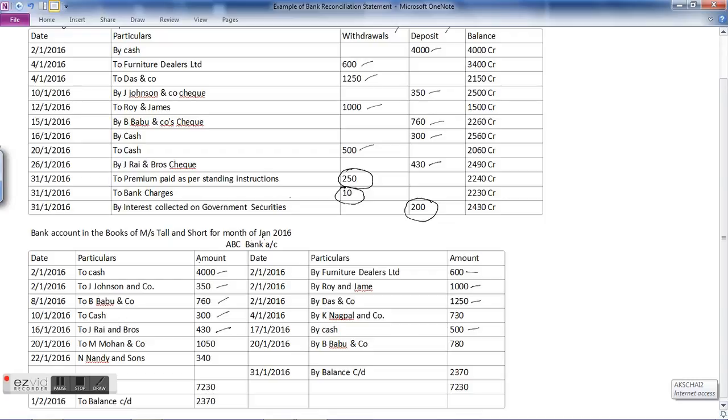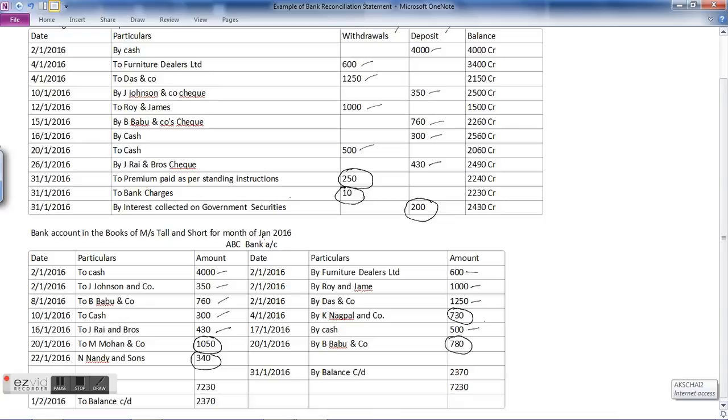Okay, now we'll see the books of accounts, bank account. So 4,000 is there, 350 is there, this is there, this is there, this is there. Now 20th Jan 2016, Mohan and Company, 1050. Now since all the entries of the passbook have been seen, whatever is not ticked is not there in our passbook. So this is not there. Then N. Nandi and Sons, it's not there, correct? Then here K. Nagpal and Company, 730 rupees, it's not there. And then B. Babu and Company, 780 rupees, this is not there.